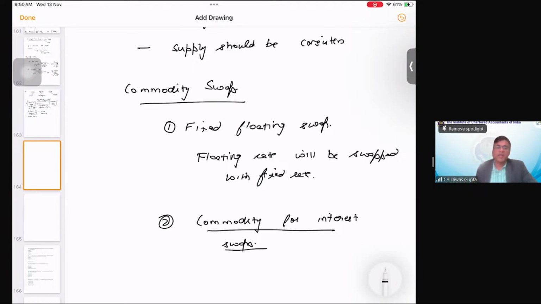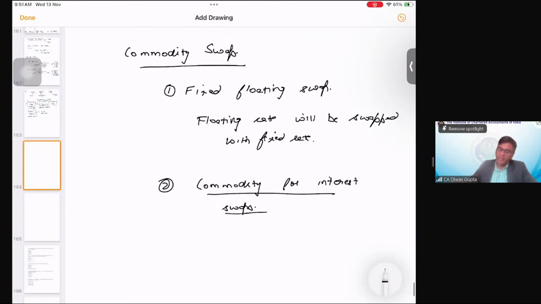Sure, sir. So there is another type of commodity swap wherein the commodity rate is swapped for an interest rate. For example, 8% is the interest rate. This will be swapped with the commodity's fluctuating rate.